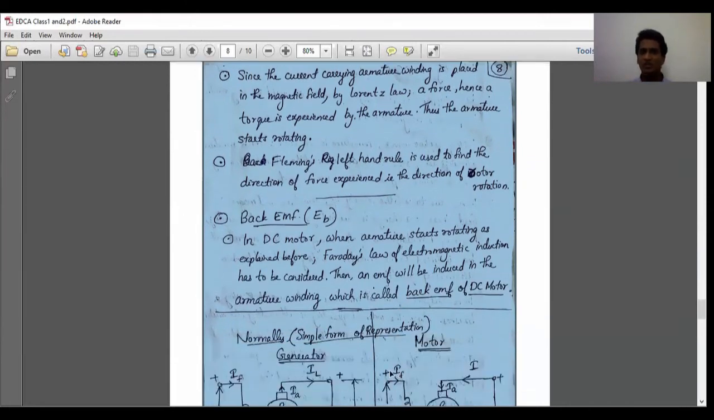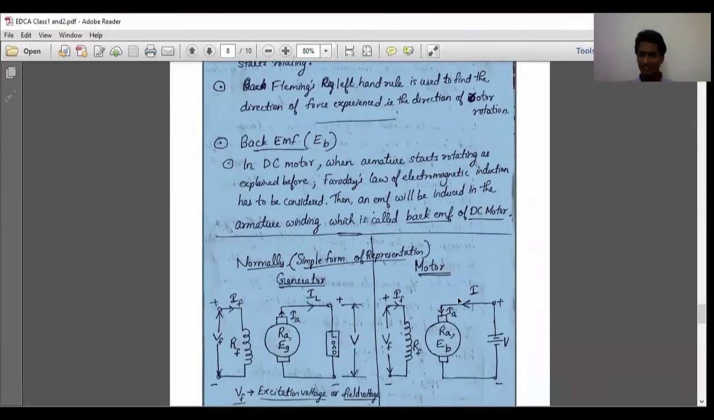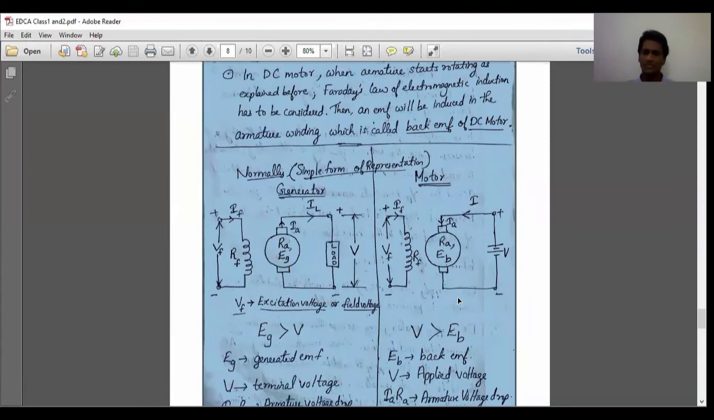In DC motor, when armature starts rotating, as explained before, Faraday's law of electromagnetic induction has to be considered. Then an EMF will be induced in the armature winding, which is called the back EMF of the DC motor. And I will just show a basic representation. Never consider it as a final way of representing. It's just a brief idea of representation. That's it.